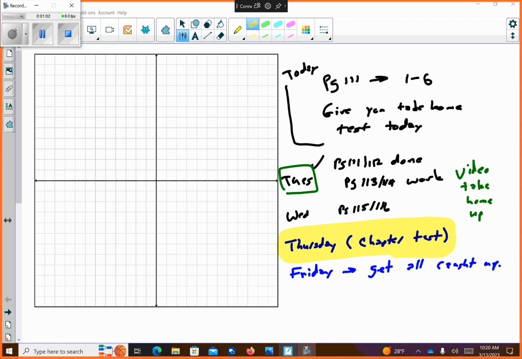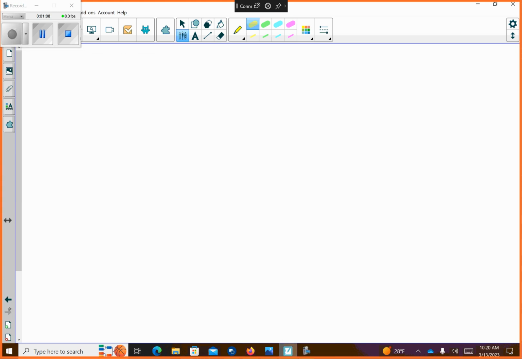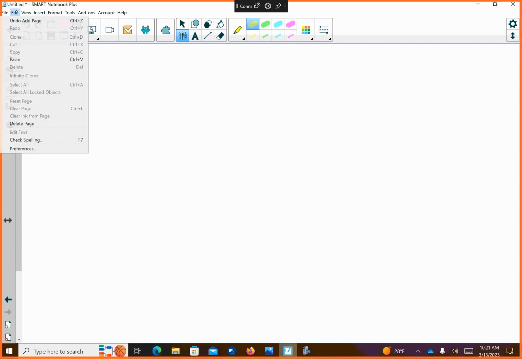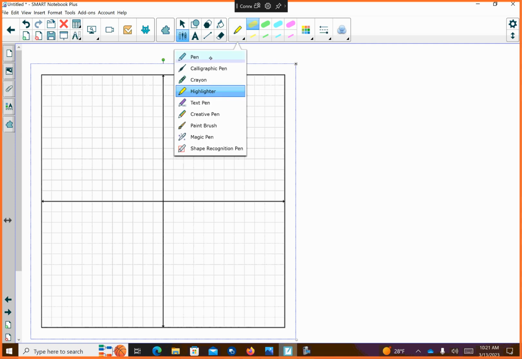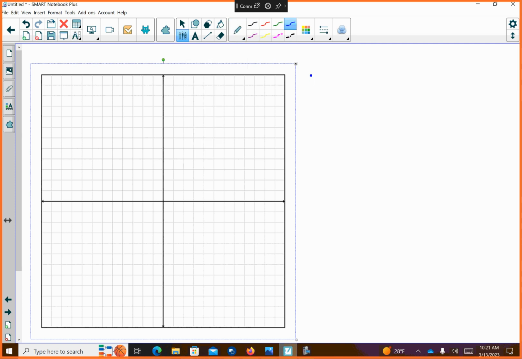Cool? All right, so page 111, we're going to walk through 1 through 6. So if you need to copy down whatever, let's see. If you've already done it, this is a great time to just double check. Make sure you did it right. Problem number 1, we have f of x. That's a fancy way of saying y, right?